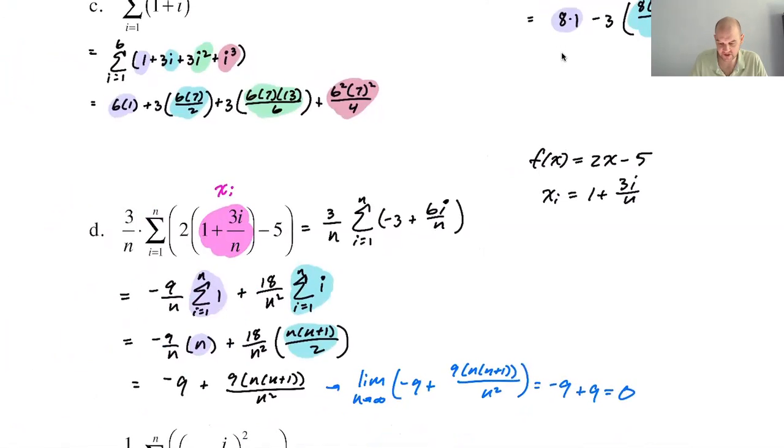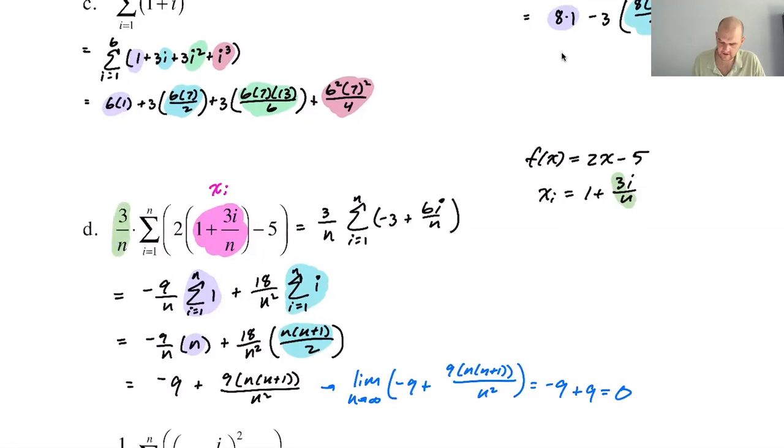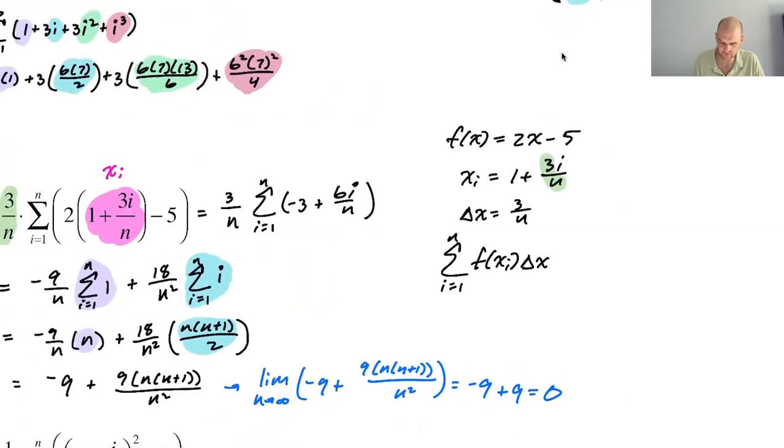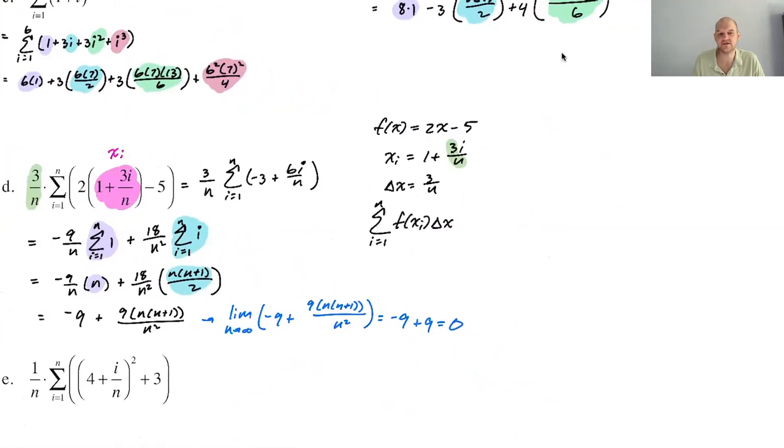Now 3 over n showed up in a different place also. It showed up here. That's not bad either, and the reason is that I think this part, 3 over n, is actually delta x. I think that delta x is 3 over n, and our summation looks like f of x sub i delta x. So I think what we're really dealing with here is a right Riemann sum for this function, but then where?